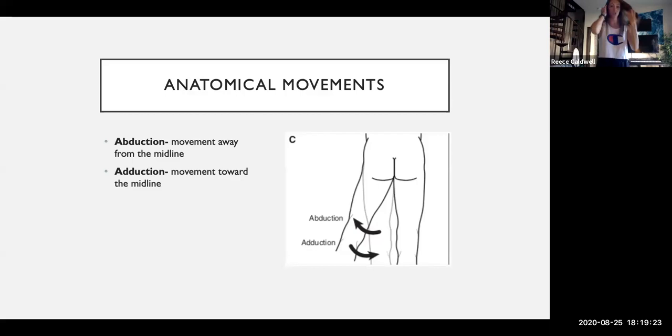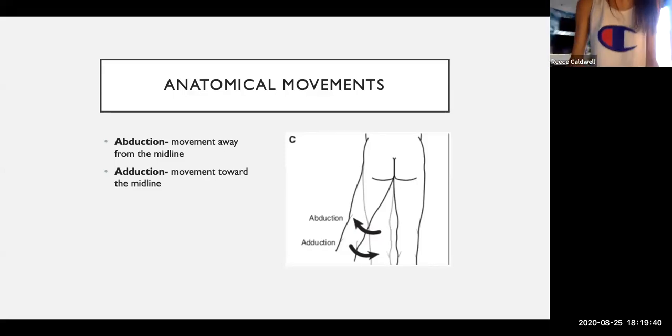In the orthopedic and sports world, you might hear it called abduction and adduction. So AB is the abduction away, adduction towards. Abduction away, adduction towards. Those are pretty easy with the trick.